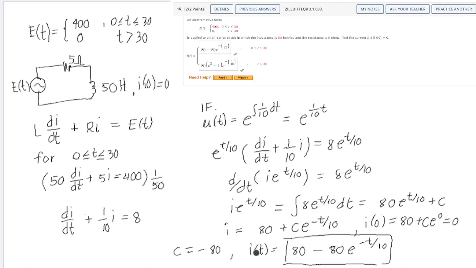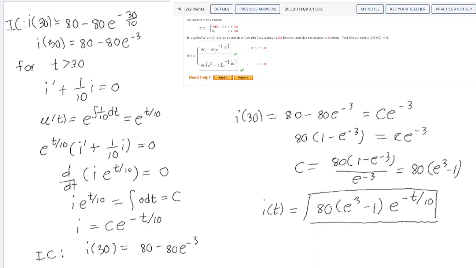That's why we have, for t between 0 and 30, I(t) as 80 minus 80 e to the negative t over 10. Now, let's go.